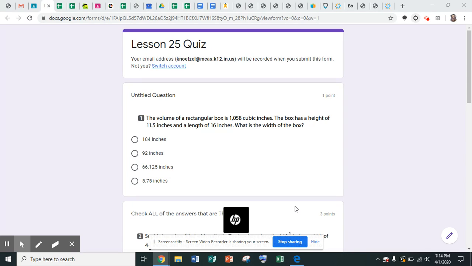You have to know your multiplication facts. But there's also a multiplication chart on my teacher page on the Michigan City Area Schools website if you need it. Your answer choices are 184 inches, 92 inches, 66 and 125 thousandths inches, or 5 and 75 hundredths inches.